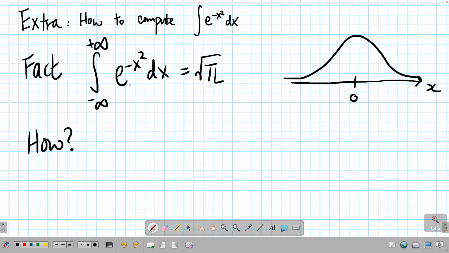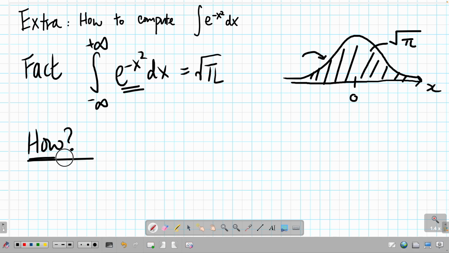So this is the reason why there's a 1 over square root pi in front of the probability here. Now we have a fact: the integration of e to the negative x squared from negative infinity to positive infinity is square root pi. In other words, if I plot this function as this curve, it's saying that the area under the curve from negative infinity to positive infinity is square root pi. We are going to talk about why and how.